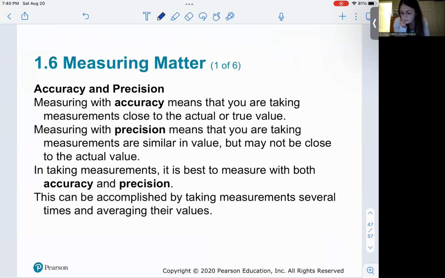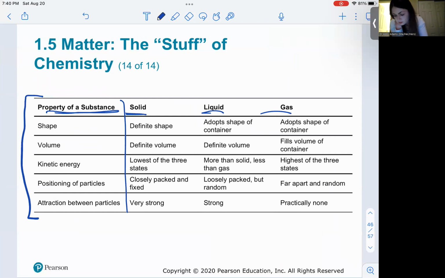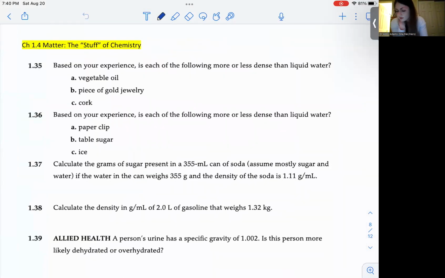Measuring matter is going to be on the next pre-lecture video. So right now we're going to go over some problems. We're going to go over the odd problems, and we're going to do the even ones in class.